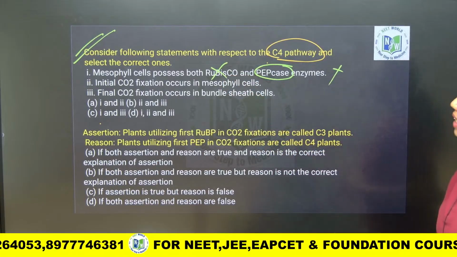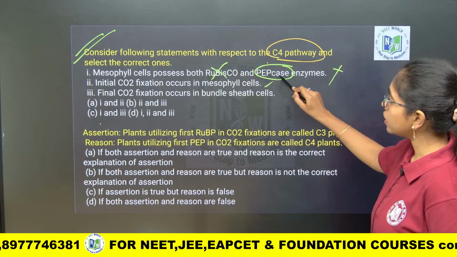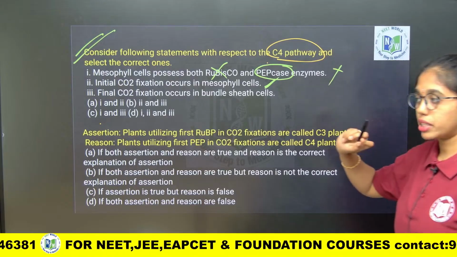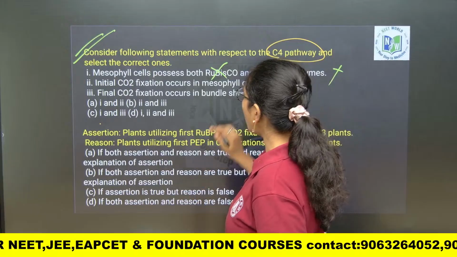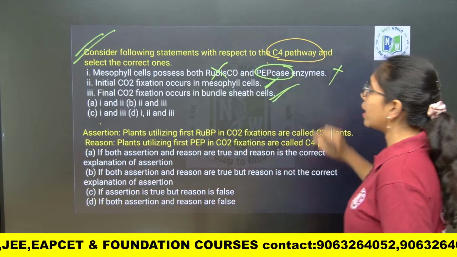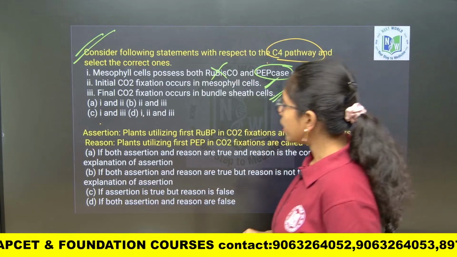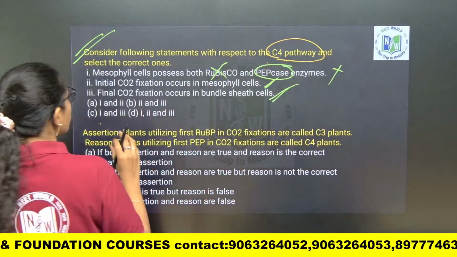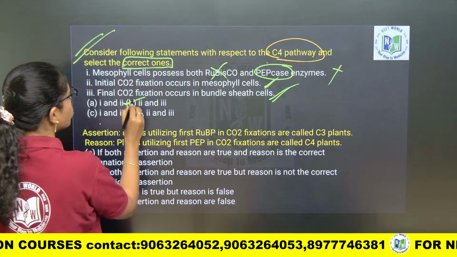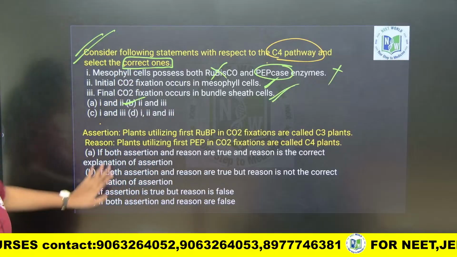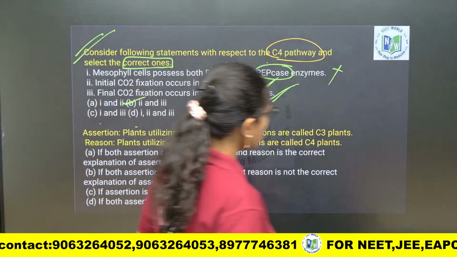Initial carbon dioxide fixation occurs in the mesophyll cells, true. Final carbon dioxide fixation, that is second carbon dioxide fixation, will occur in the bundle sheath cells. So, here statements 2 and 3 are correct. Here he asked us for the correct statement, so 2 and 3 are correct. This we have already done, ma. This is a repeated question.